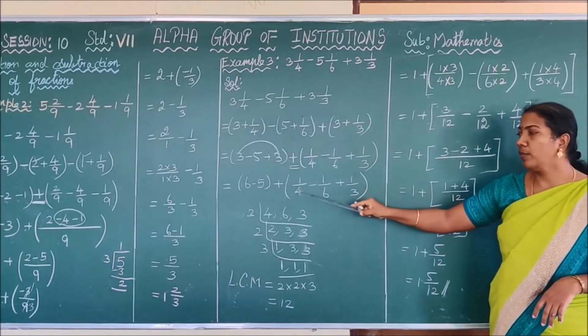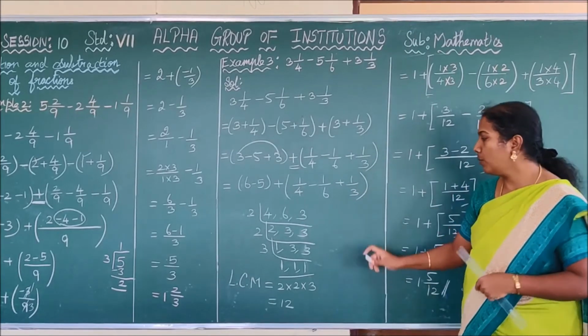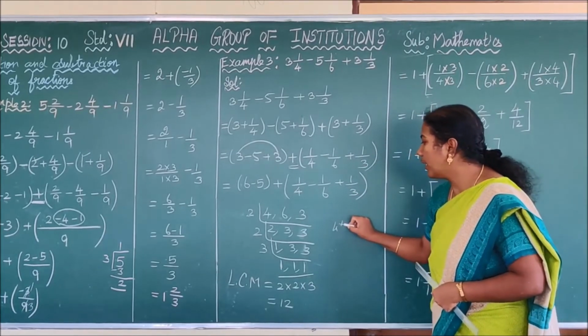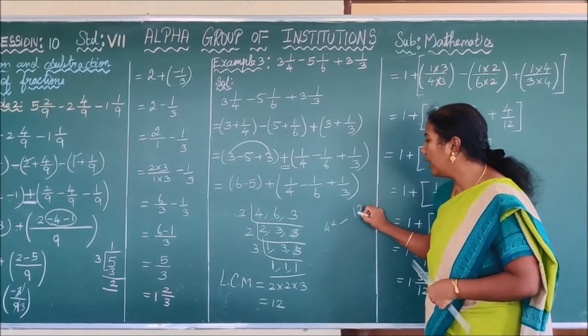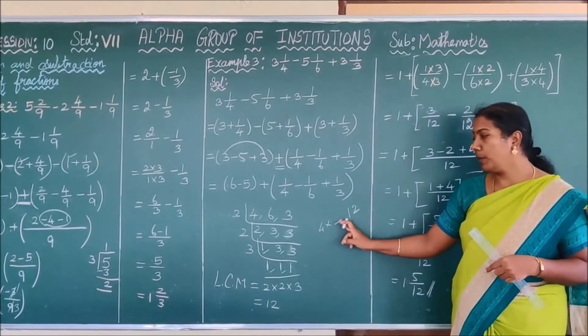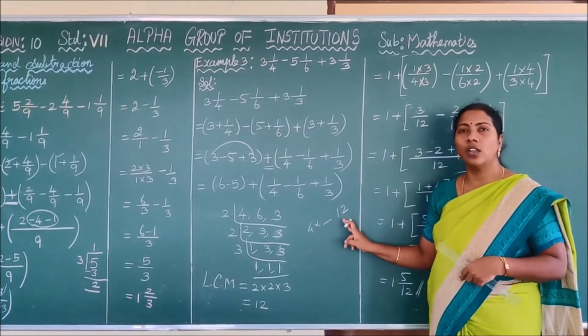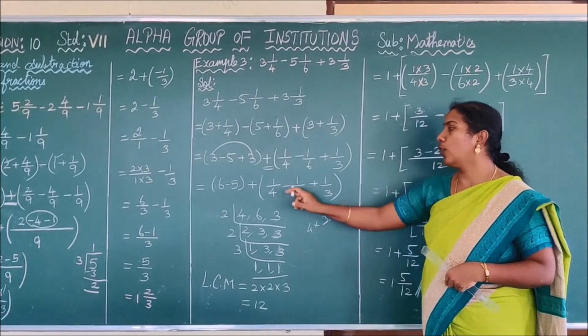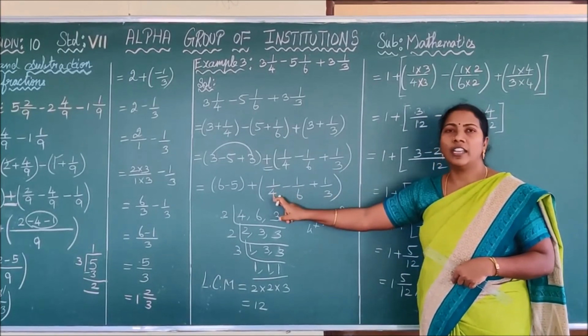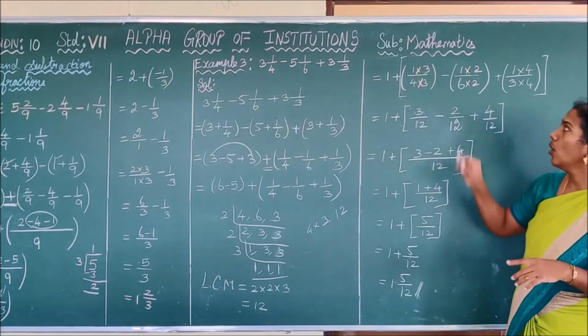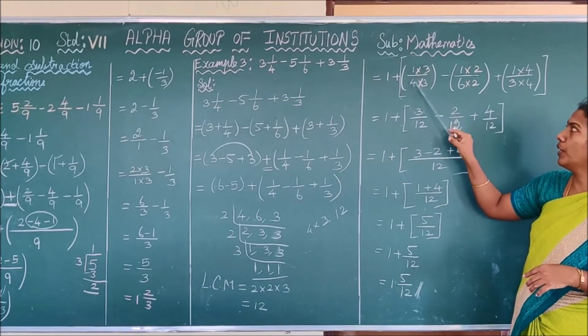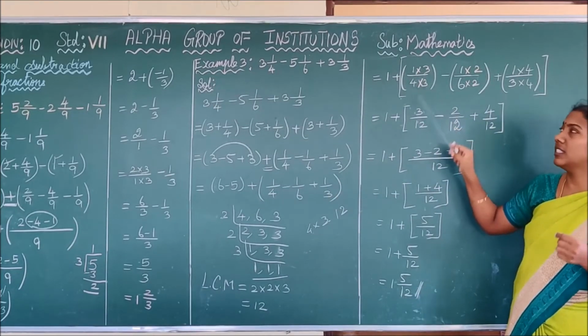See here, 1 by 4, and your LCM is 12. What should be multiplied with 4 to get 12? What is the number that should be multiplied with 4 to get 12? Yes, it is 3. So you have to multiply the numerator and denominator by 3. See here, 1 into 3, 4 into 3. How can you decide this number 3?